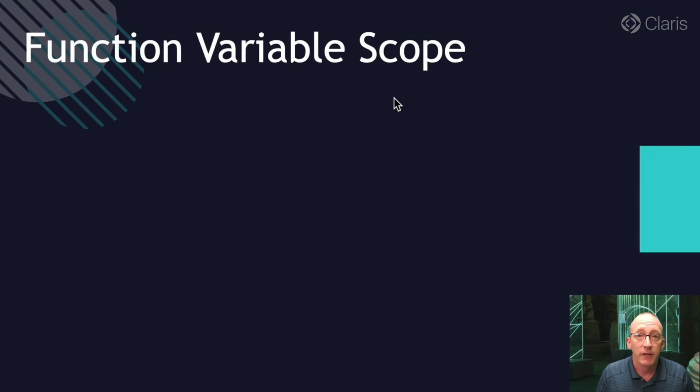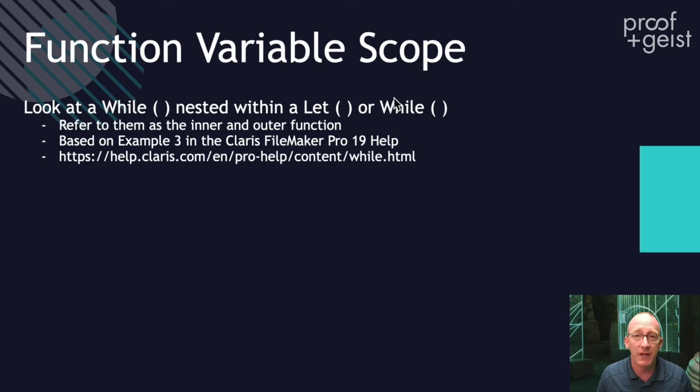So with that, we can look at our last slide of our time together, and that is as we think about the function variable scope, which is something to keep in mind, especially as you get into the more complex functions where you've got functions that are inside of each other. What we're going to do to help this is we're going to look at a couple examples with a while nested within a let function as well as with a while function. I'm going to refer to them as the inner and outer function as we go through our discussion, so I don't know if that's the proper terminology, but that's what makes sense for me.